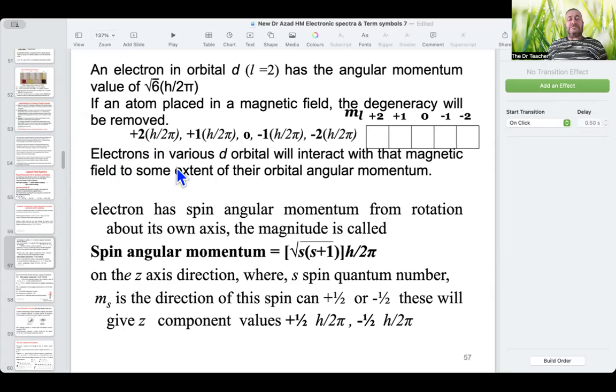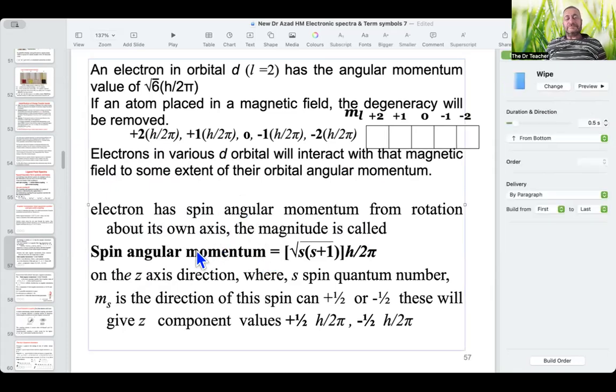Electrons in the various d orbitals will interact with that magnetic field to some extent because of their orbital angular momentum. An electron also has spin angular momentum from rotation about its own axis. The magnitude is called the spin angular momentum. So now we are introducing the new term.